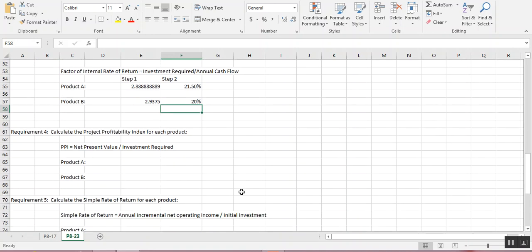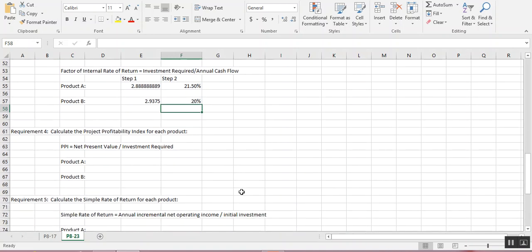The next thing we're going to do is calculate the project profitability index for each product. So we do this, and this is actually the formula. Project profitability index equals our net present value divided by the investment required. This calculation considers constrained resources. In other words, we're looking at that initial investment, because if we're investing cash, cash is a constrained resource. No one has an infinite amount of cash, so we have to work with what we have. So this particular index is going to look at that constrained resource as the denominator.